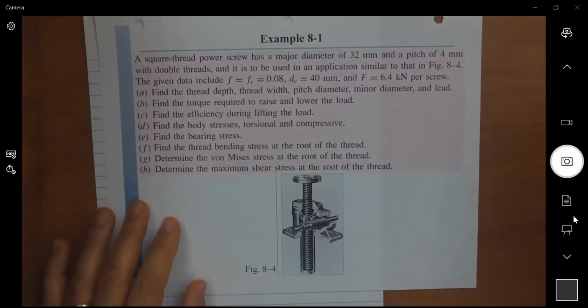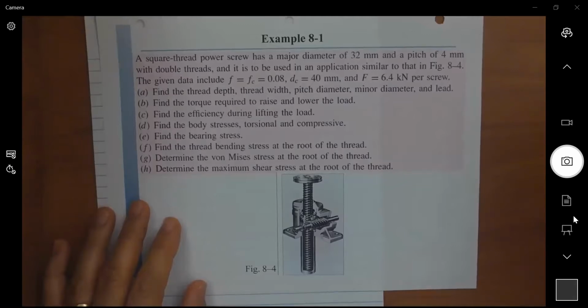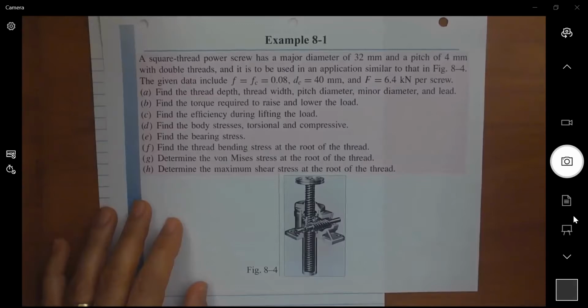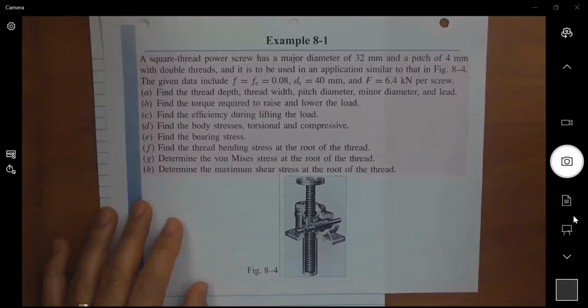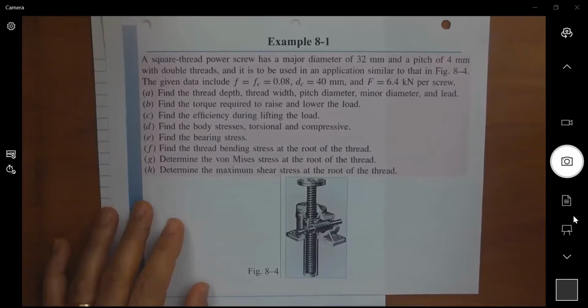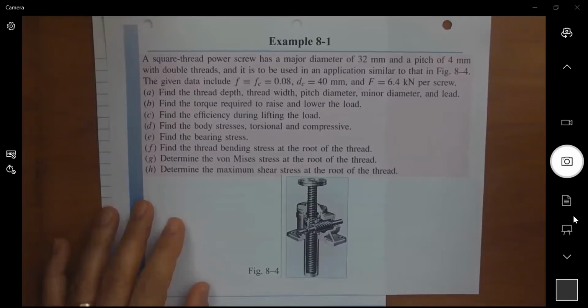We are asked to find the thread depth, the thread width, the pitch diameter, the minor diameter, and the lead. We also want to find the torque required to raise and lower the load, efficiency during lifting the load, the body stresses, torsional and compressive, bearing stress, thread bending stress, then determine the von Mises stress at the root of the thread, as well as the maximum shear stress at the root of the thread.